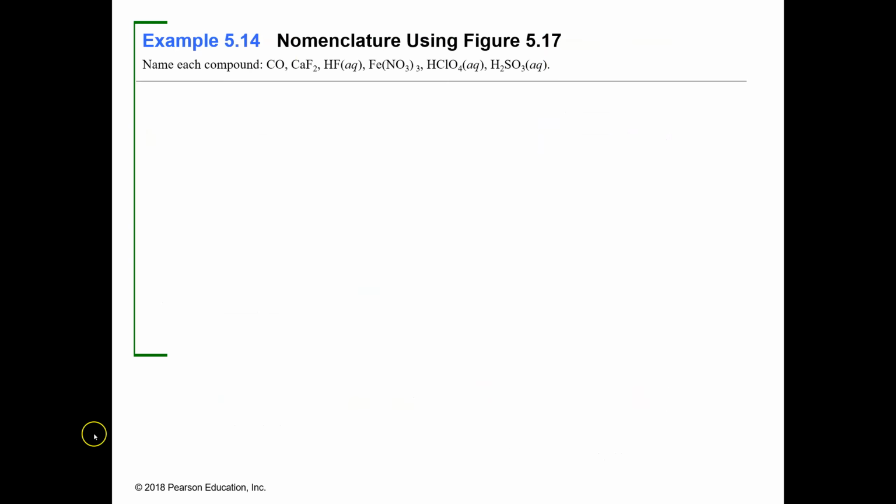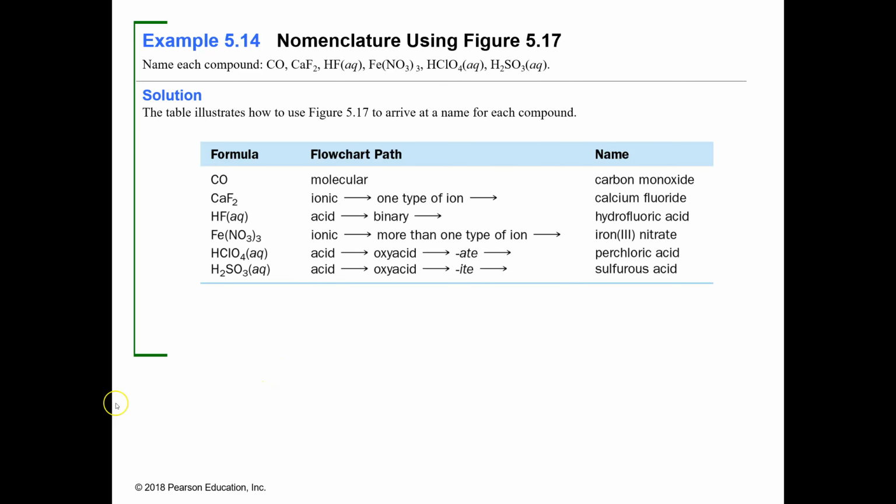Let's practice naming with this list. CO is named carbon monoxide. CaF2 is named calcium fluoride. HF(aq) is named hydrofluoric acid. Fe(NO3)3 is iron(III) nitrate. HClO4 is called perchloric acid. H2SO3(aq) is sulfurous acid. Keep these examples in mind. They illustrate all the major naming patterns we've covered.